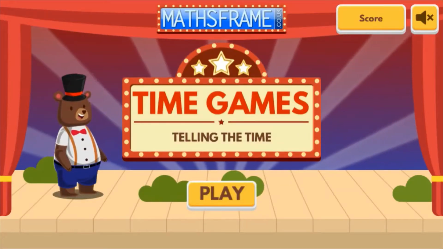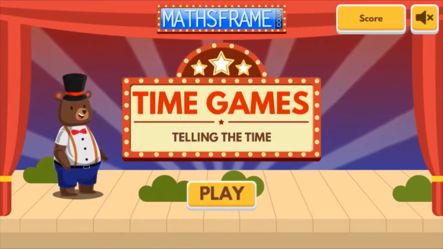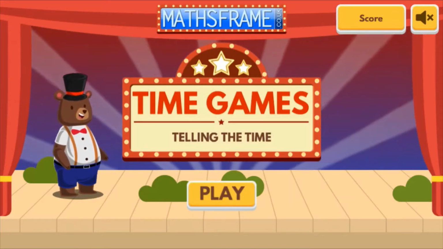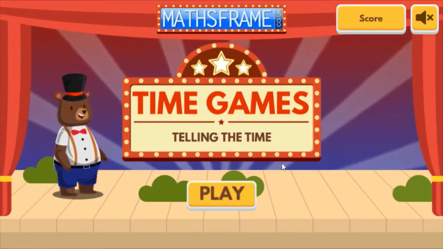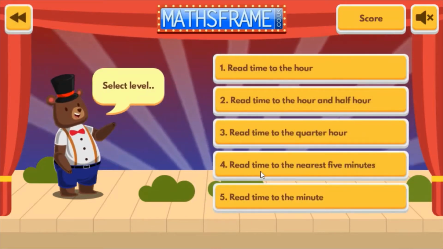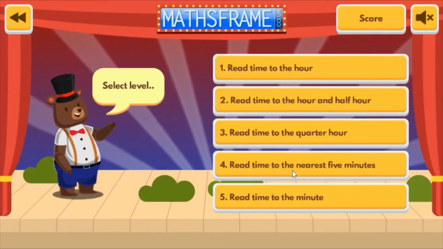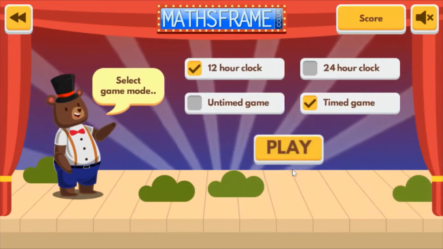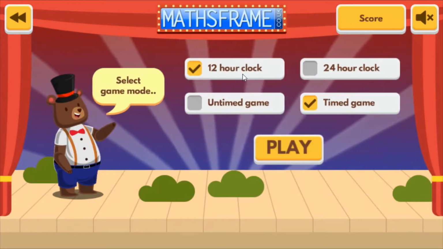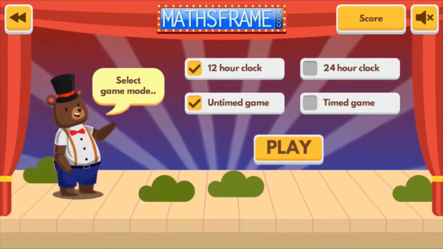Okay, so this is the game, and I will give you the link to this because there's loads of different levels on this game and slightly different versions of it that will help you practice time in all sorts of different formats. So we are going to have a look at level 4 to start with, but I do recommend you having a go at level 5 as well. So level 4, we're going to do the 12-hour clock, and we're going to do an untimed game just so that I can talk you through it.